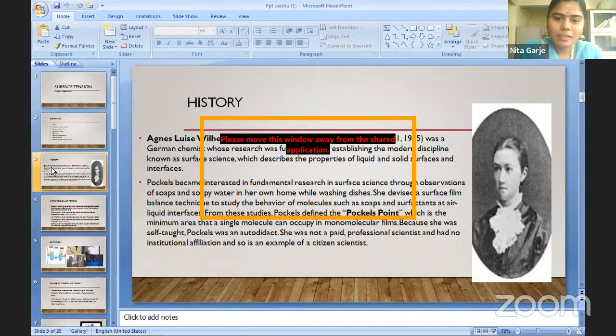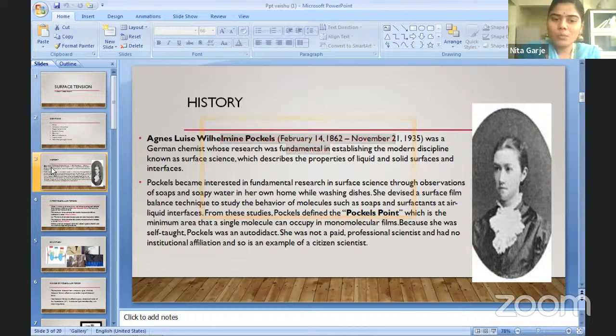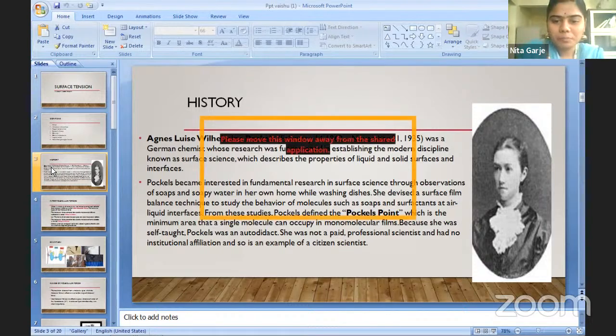From these studies, Pockels defined the Pockels point, which is the minimum area that a single molecule can occupy in a monomolecular film. She was self-taught, not a paid professional scientist, and had no institutional affiliations, so she is an example of a citizen scientist.